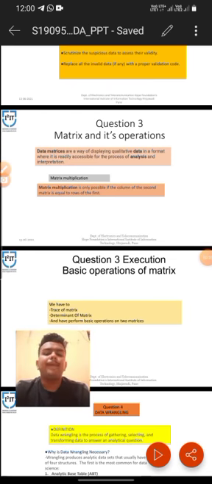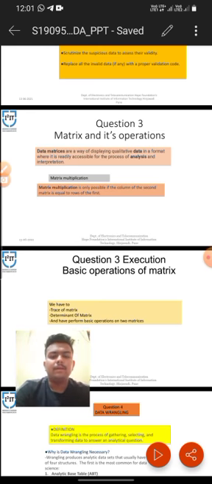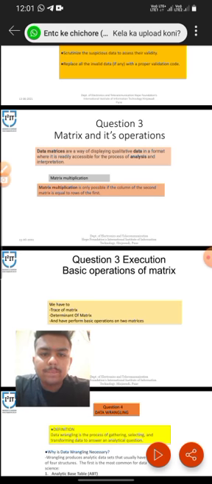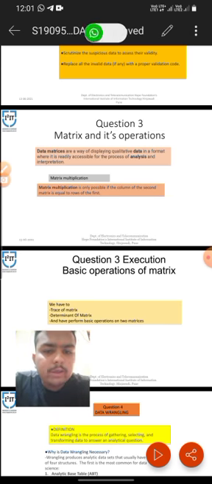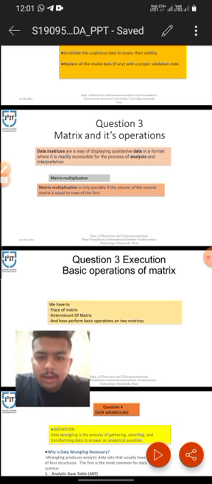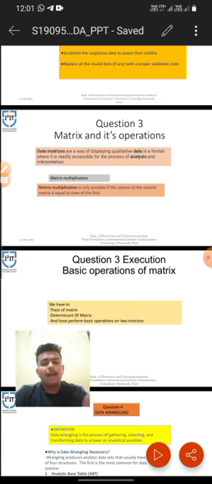Now, my third question, matrix and its operations. So, what are data matrices? First of all, we will see it. Data matrices are a way of displaying qualitative data in a format that is readily accessible for the process of analysis and interpretation.